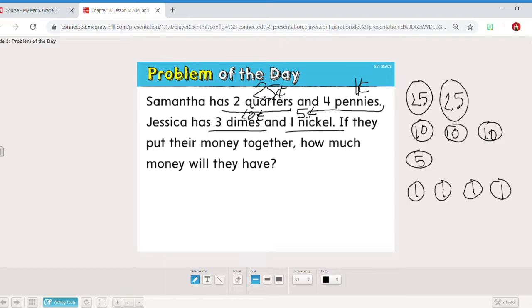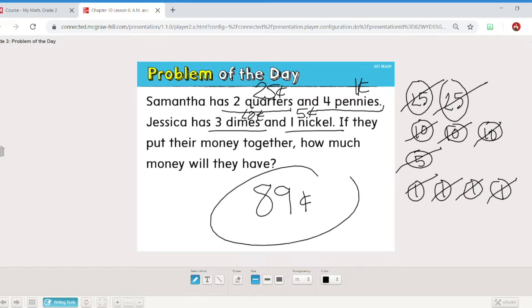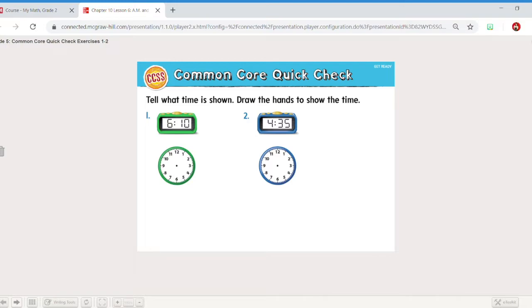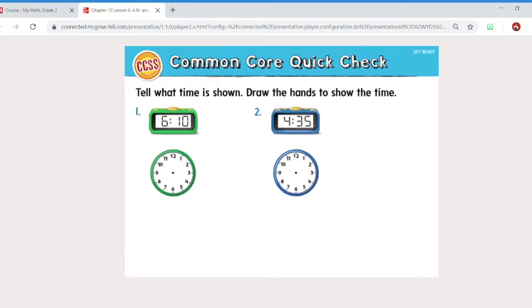Now that we have our coins in order, we can go ahead and add them up. 25, 50, 60, 70, 80, 85, 86, 87, 88, 89. And that brings us to a total of 89 cents when they add their coins together. All right, now that we've had some money review, let's practice some time.